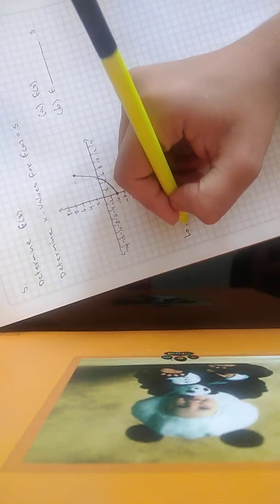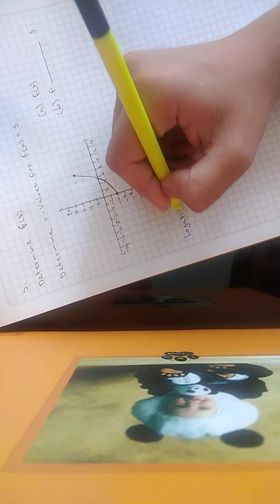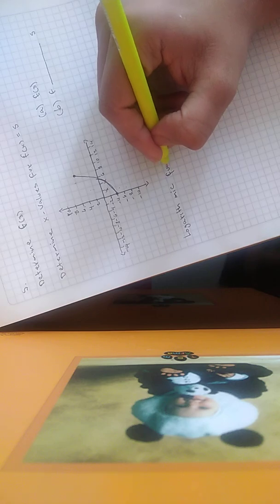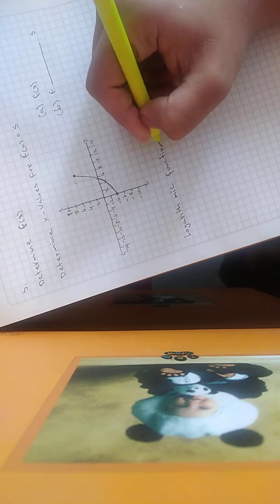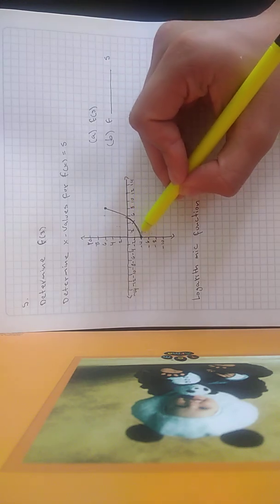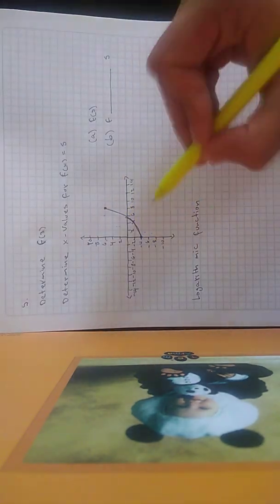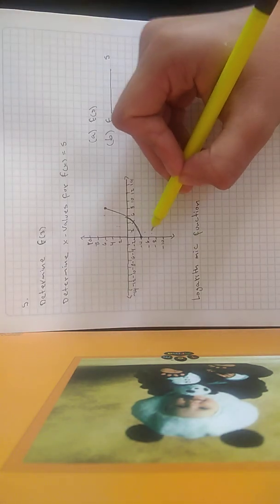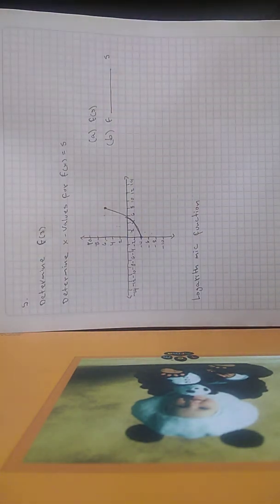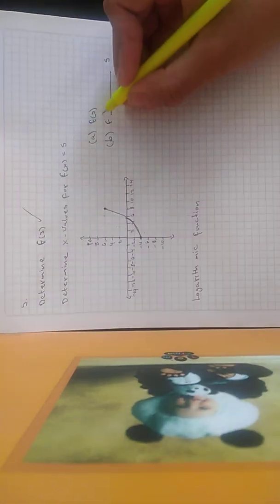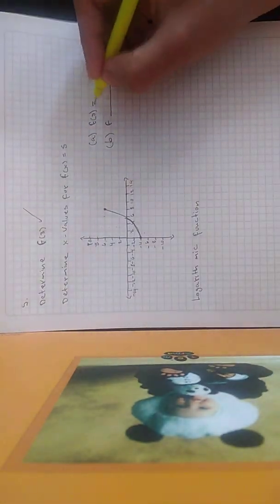Sorry. So first of all, this function is a logarithmic function. I'm going to write it here: logarithmic function. This is a logarithmic function because of the position of the line, how it is on the graph. Okay, so this is a logarithmic function.